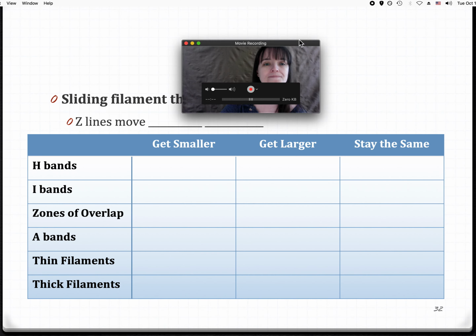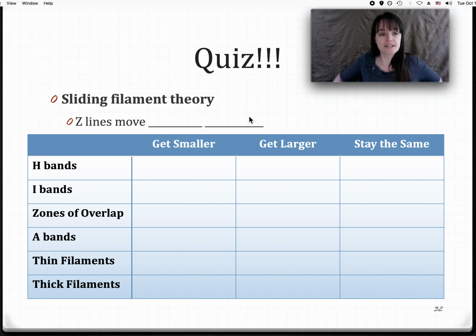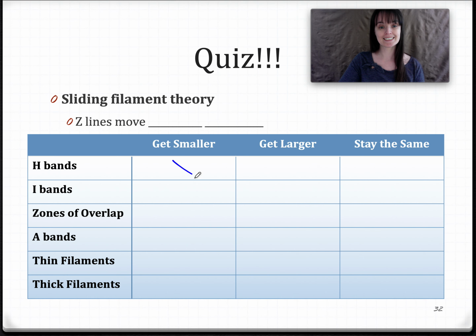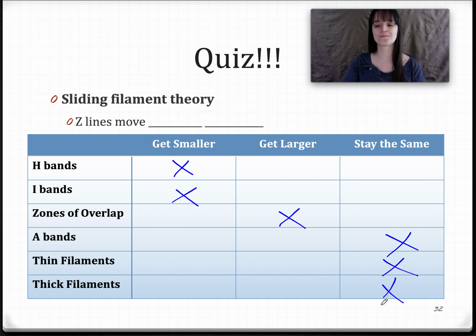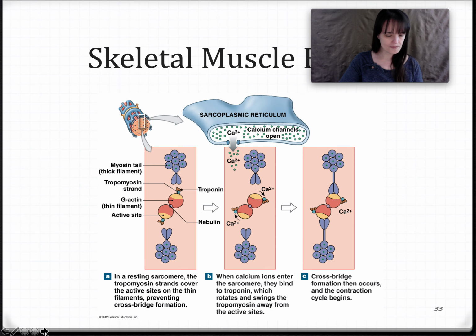Oh, more quiz. Sliding filament theory, the Z lines move closer together. H bands get smaller. I bands get smaller. Zones of overlap get larger. A bands stay the same. Thin filaments stay the same. Thick filaments stay the same. All right, moving on.